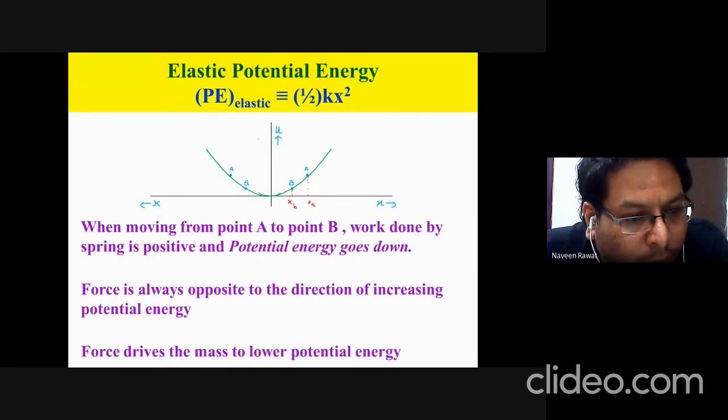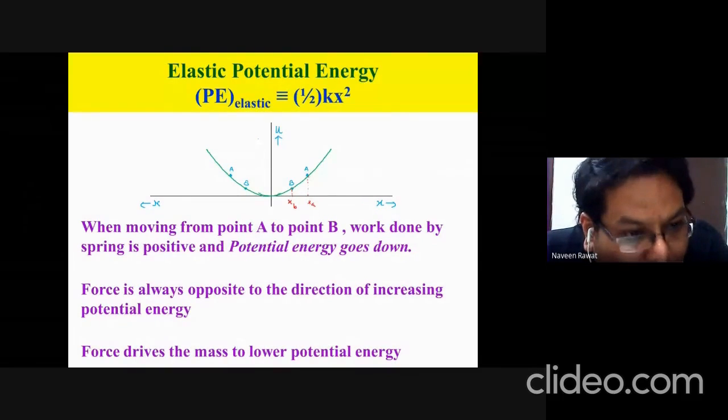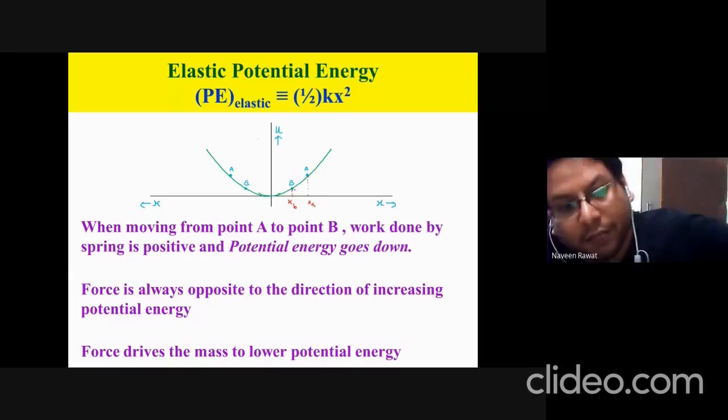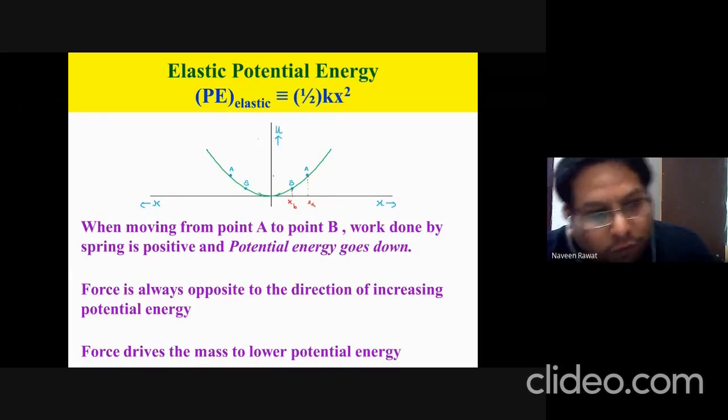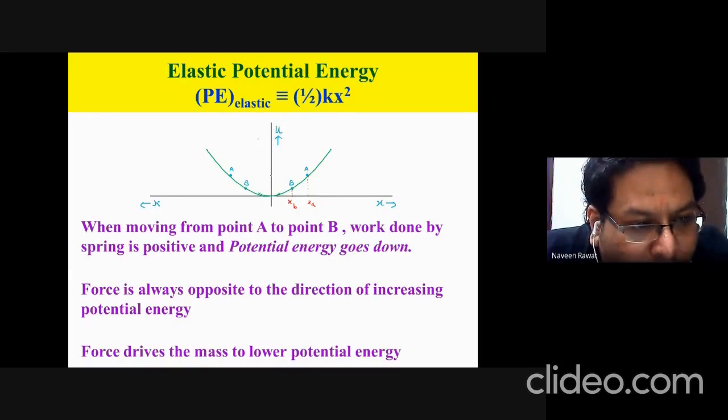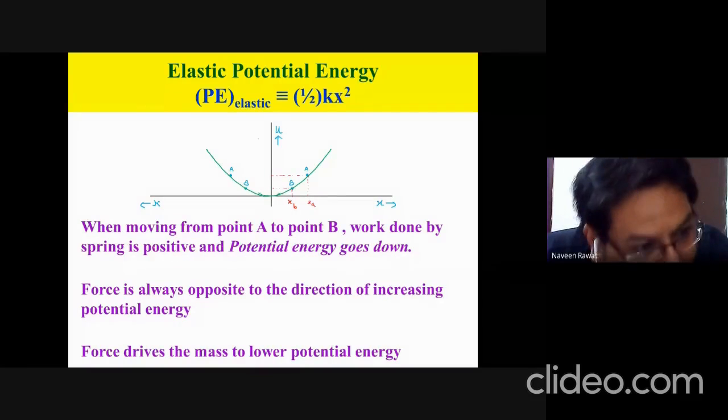The potential energy function is going down. It's just the same idea as gravity, you know. So potential energy is going down. You can see the value of U is going down. The corresponding values of U are here, corresponding to A and B, and U is going down. That means the work done by the spring is positive.